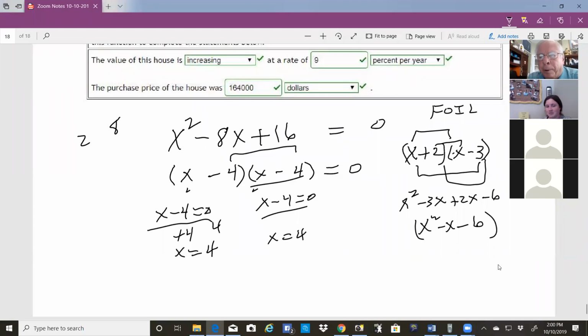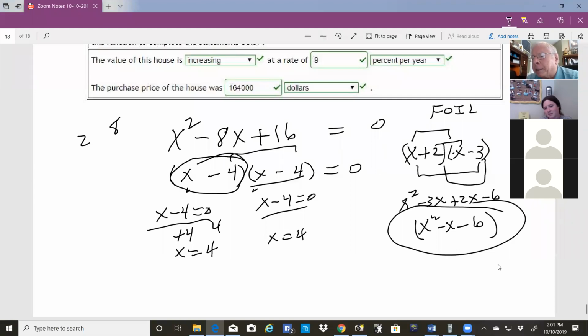Now, some people see these factors and say these zeros are minus 4 and minus 4. But you have to set the factor equal to 0 and solve. Some people will jump to conclusions. Okay? So now, let's do this one.